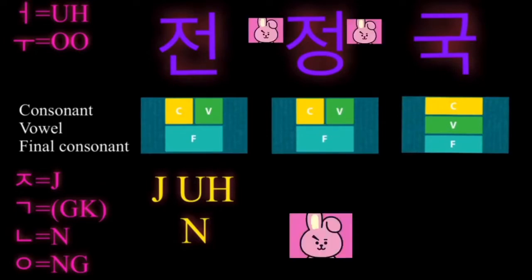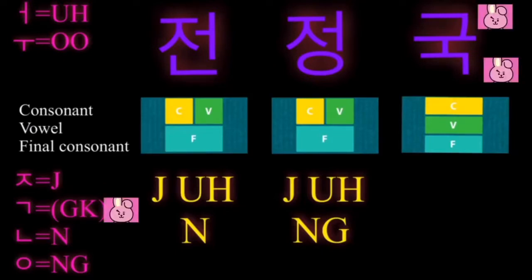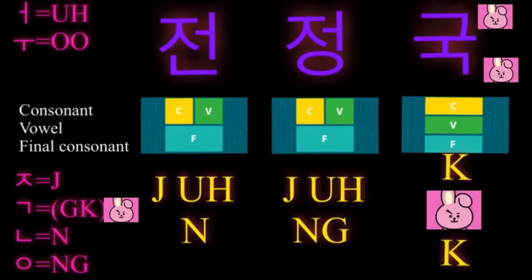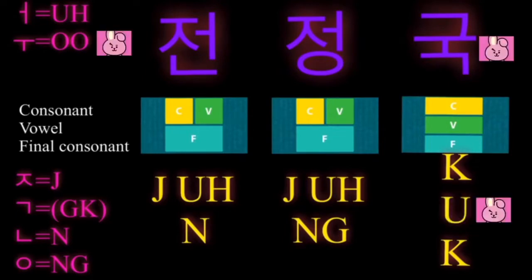In the second block, Jung, the first 2 letters are the same. The third letter is Ng, Ng. So it's Jung. And the third syllable is Kook. The first letter and last letter are GK. It's somewhere in between a G and a K. Gook. The vowel in this syllable is U.